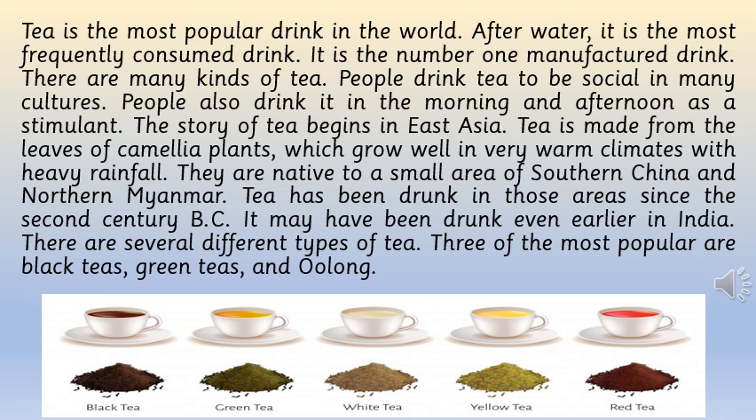There are several different types of tea. 3 of the most popular are black teas, green teas, and oolong tea. Now, this is a short information about tea. We all know, we must have seen people drinking tea. Even maybe some of you personally might like to drink tea. It can be of any kind of tea, black tea or green tea. It's up to you. So, we are going to learn more. How did people come to know about this drink?